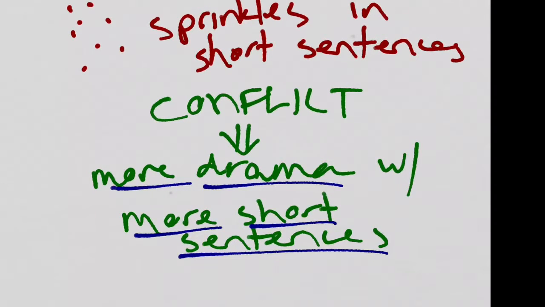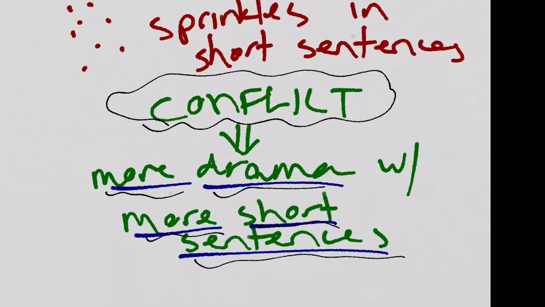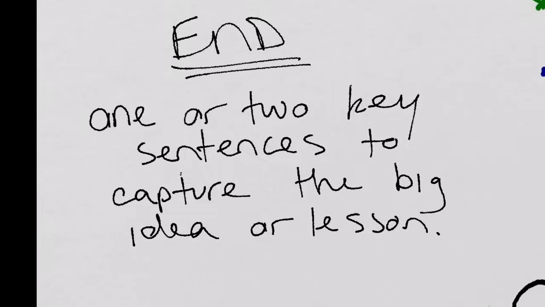And so whenever you are writing about the conflict in your story, you really need to think about how you're building drama by adding in some short sentences. The more short sentences you use, the more dramatic it is, and the more attention your reader is going to pay to that section. All right, finally, we're going to talk about the end of the writing and how thinking small can help you in the end of your story.